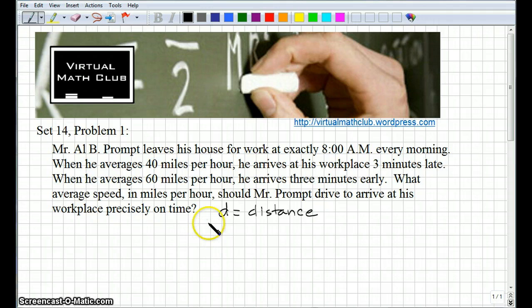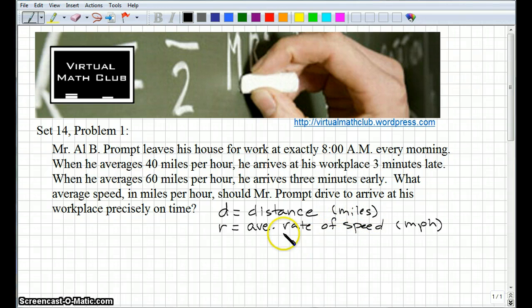All right, I'm also going to define a variable r. r is the average rate of speed. We're dealing with miles per hour, so I'm going to say that is in miles per hour, mph. And given that the rate is in miles per hour, the distance is going to be in miles.